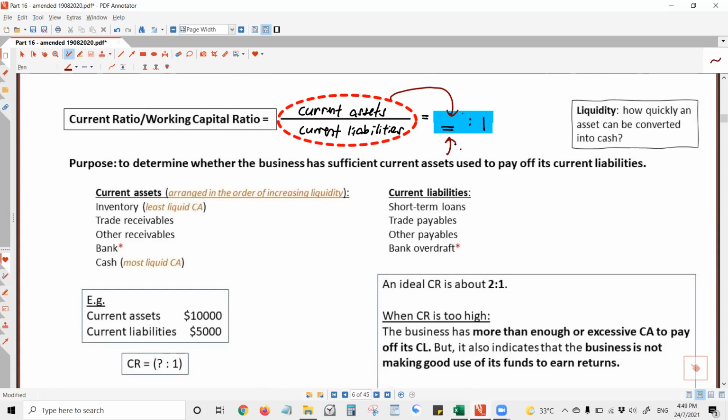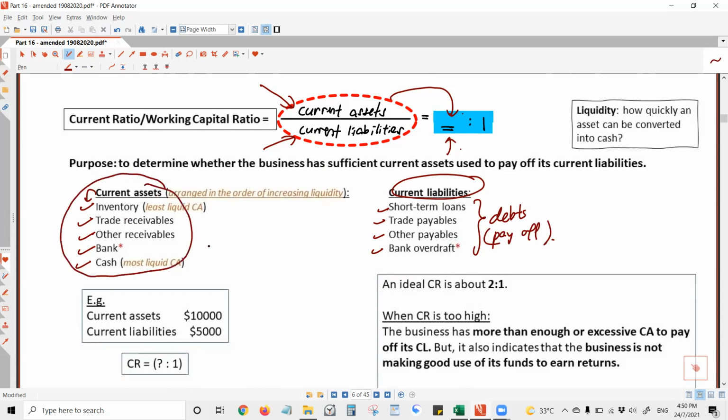What we are trying to get using the formula is to see how much current assets we have compared to the current liabilities that we have. So what is current assets? Current assets, you could have inventory, trade receivable, other receivable, cash or bank. Current liabilities, you could have short-term loan, trade payable, other payable, and bank overdraft. These are debts that we have to pay off. If you don't have current assets, can you pay off the current liabilities? Cannot, right? So you need to have enough current assets to pay off your current liabilities. That's why we make a comparison between CA and CL.